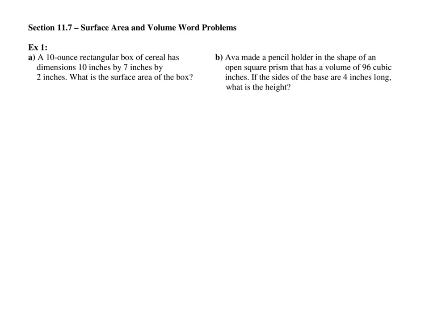Lesson 11.7, surface area and volume word problems. All right, for example 1, we have a 10-ounce rectangular box of cereal. It has dimensions 10 inches by 7 inches by 2 inches. Okay, a box of cereal. Something like that. All right, so we have 2 by 7 by 10.